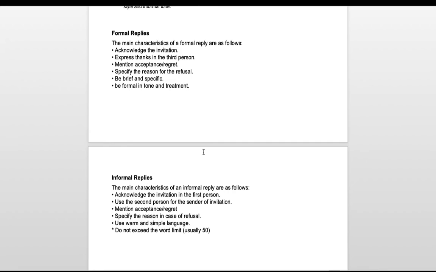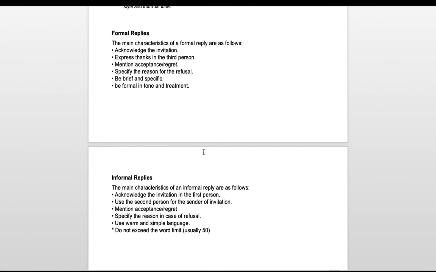Now, talking about informal replies. You should acknowledge the invitation in first person. In formal replies, you were acknowledging the event in third person. In this, you should acknowledge the invitation in first person. And then you should use the second person for the sender of invitation. You should mention the acceptance and regret. You should specify the reason in case of refusal. And you should use warm and simple language. And obviously, you cannot exceed the word limit.